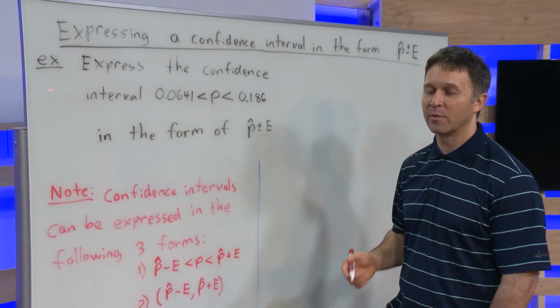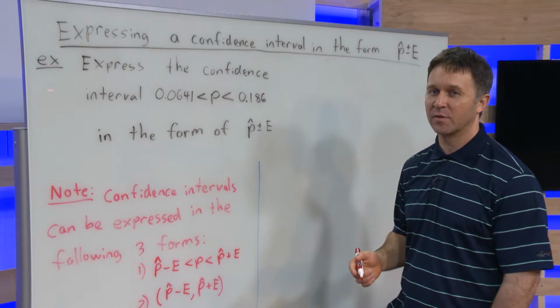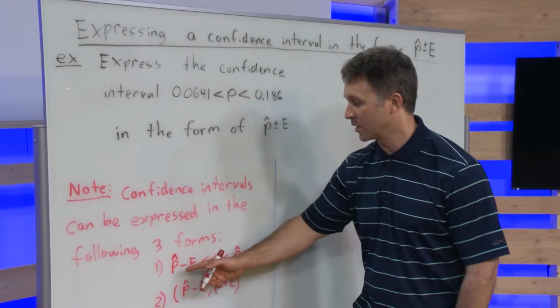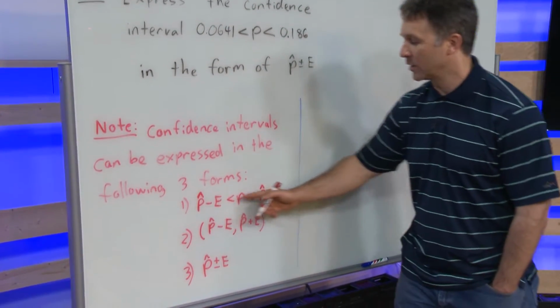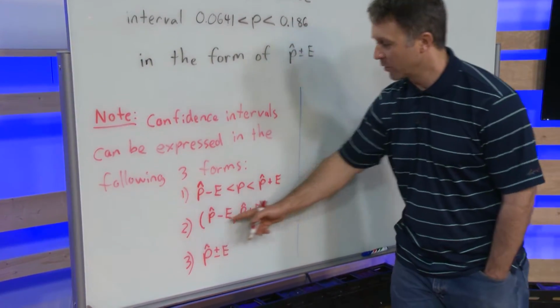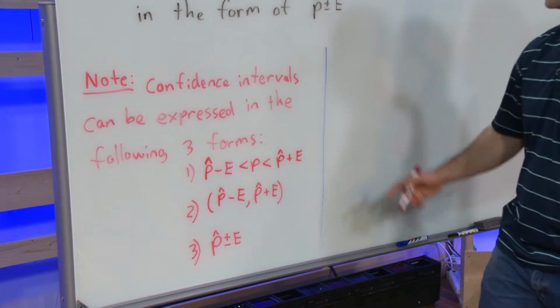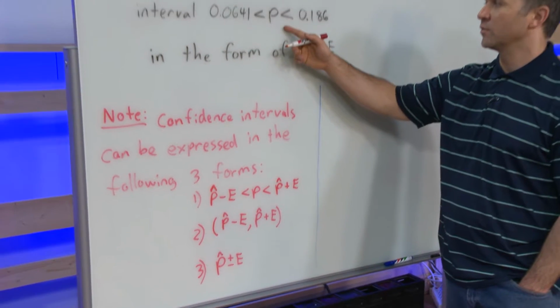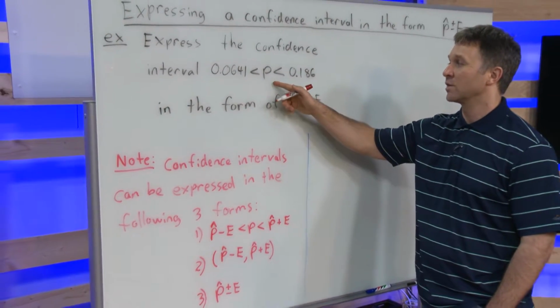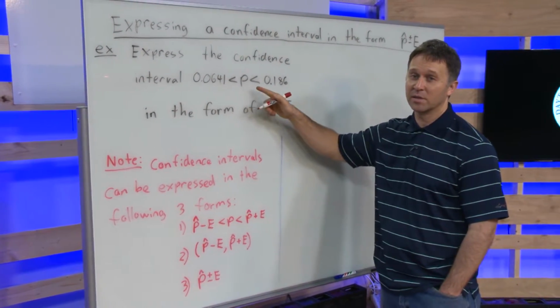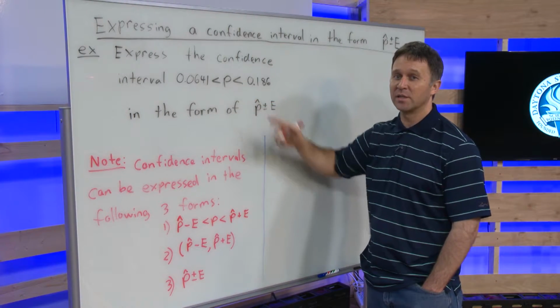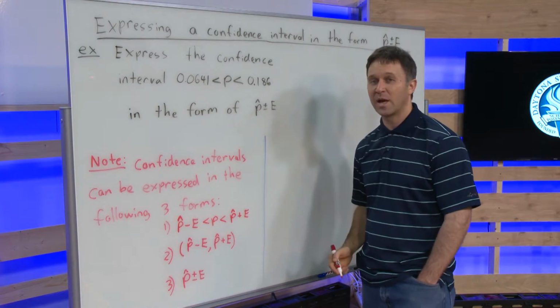Now before we begin, I want to remind you there's three ways to express a confidence interval. You can express it in inequality notation, in interval notation, or in the form p hat plus minus e. Now this particular one was given to us in inequality notation. Those are inequalities. And we want to put it in the form p hat plus minus e.